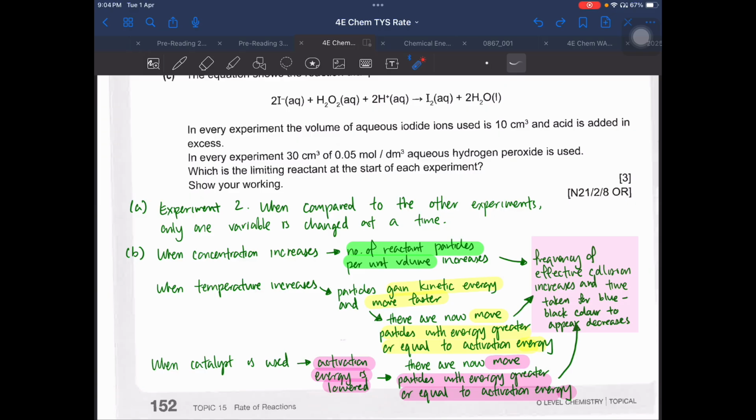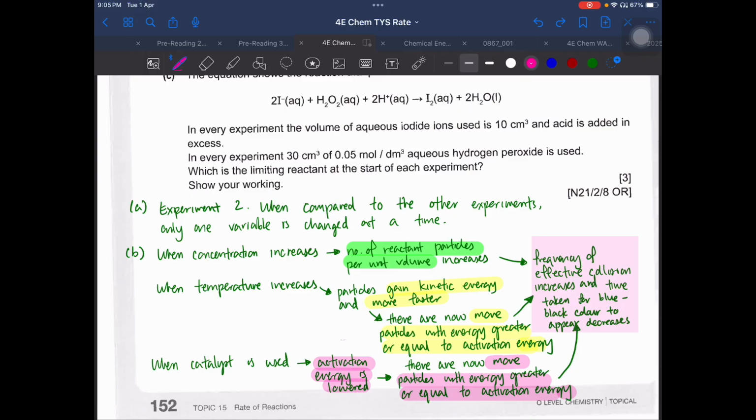What does it really mean when we say that there are now more particles with energy greater or equal to activation energy? Hopefully watching this second video gives you a better sense of why we require students to explain or phrase the answer in this manner. Do take note as you're watching the video to try to understand what exactly is happening.